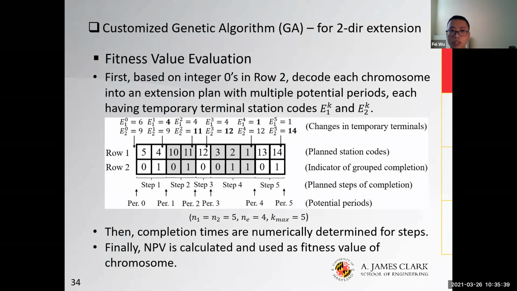After initializing the population, we need to evaluate the fitness value of each chromosome. It first decodes the chromosome into different extension steps. The completion time is first determined for each step, and then the net present value is calculated for this chromosome. The fitness value for the chromosome is simply the net present value of the corresponding extension plan.